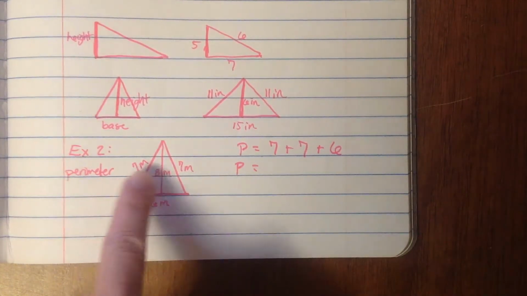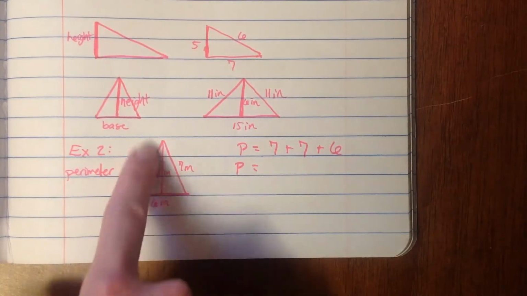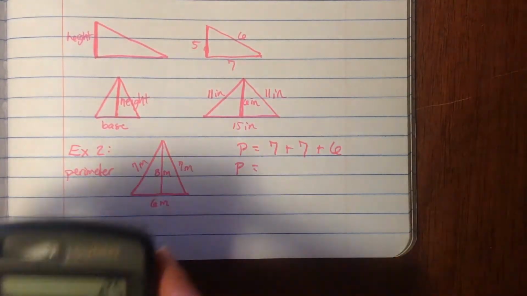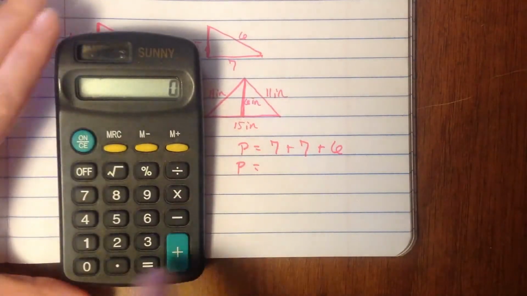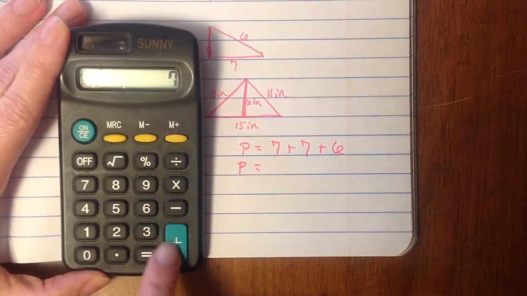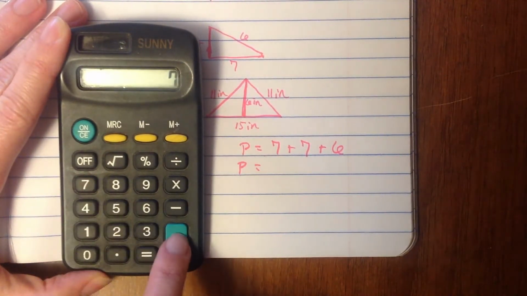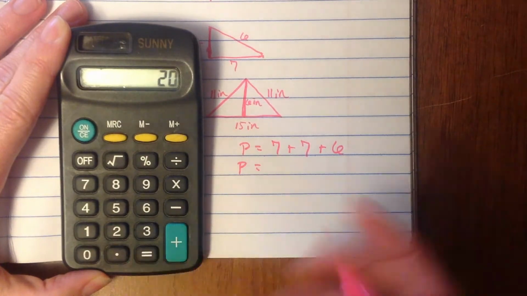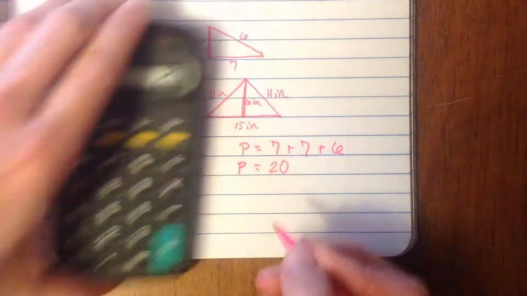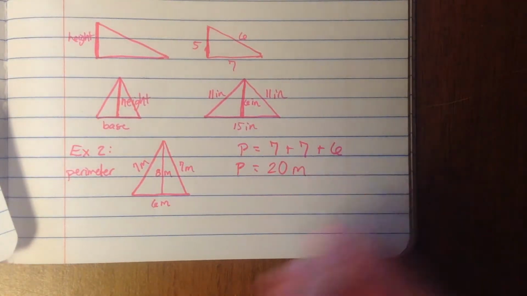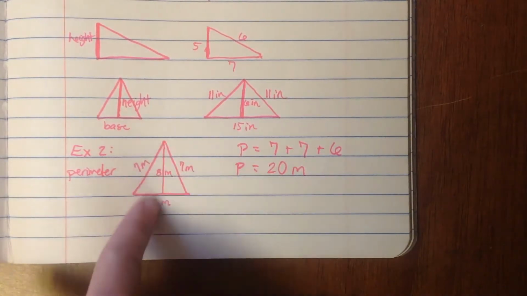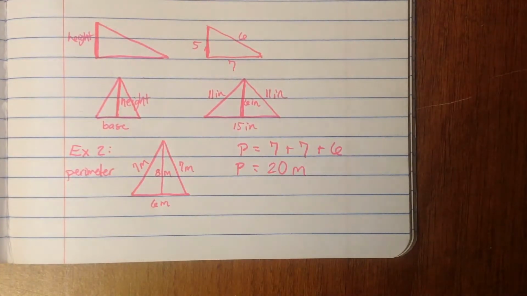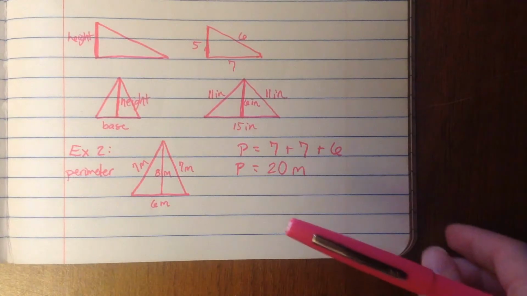Triangles only have 3 sides. When you're adding to find the perimeter around the edges, you should be adding 3 numbers together. So again, you can use your calculator or do that in your mental math. 7 plus 7 plus 6 gives us an answer of 20, and our units here are meters. So do not let that middle number, that height, throw off your calculations of perimeter.